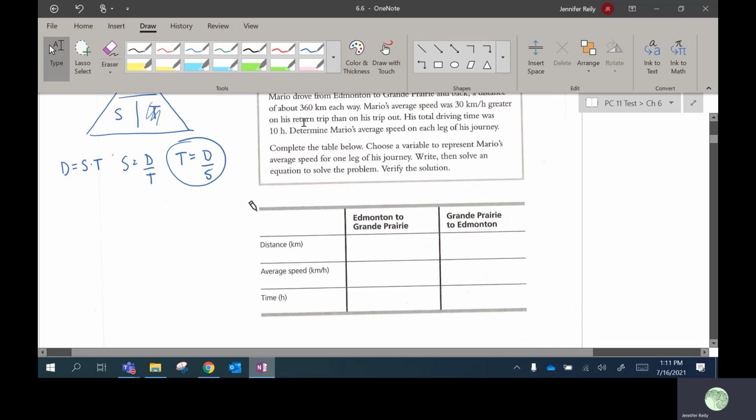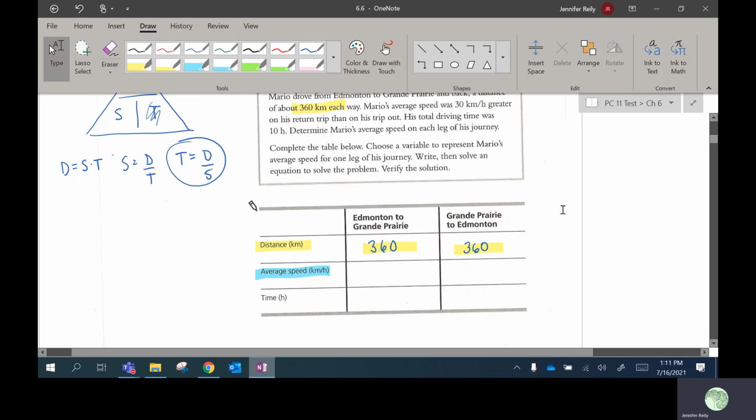Okay, so Mario drove to Grand Prairie and back, a distance of 300 kilometers each way. So that's our distance. Edmonton to Grand Prairie, 360. Oh, sorry, I said 300, 360. And then Grand Prairie back to Edmonton, also 360. Okay, now let's look at the speed.